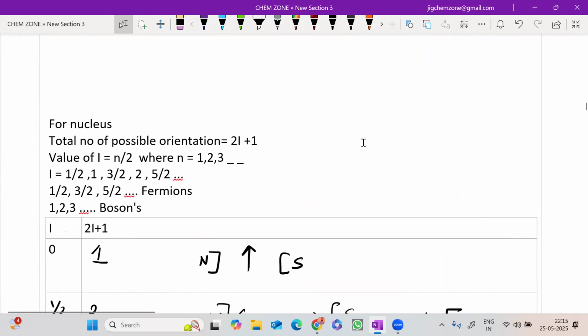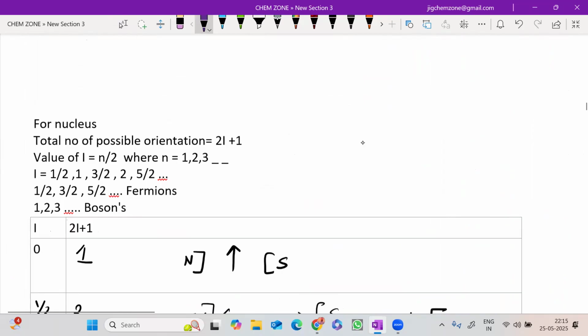Now एक बात यहाँ पर डिस्कस कर लेते हैं पहले. Total number of possible orientations in the magnetic field for a nucleus is given by 2I plus 1. Generally, electrons के केस में हम कहते हैं spin multiplicity. So here we can say that they are the possible orientations, 2I plus 1, where the value of I is equal to n by 2. N can have any value 1, 2, 3. So the value of I can be 1 by 2, 1, 3 by 2, 2, 5 by 2, etc.